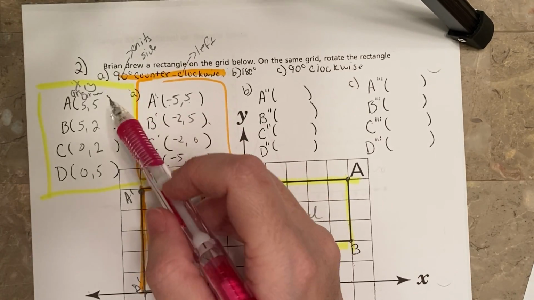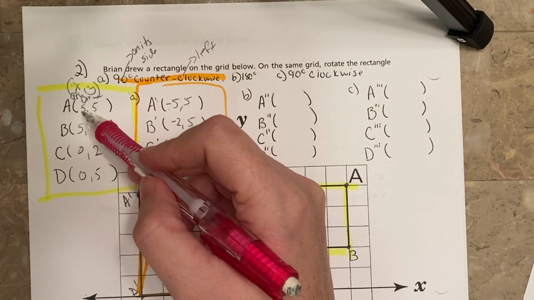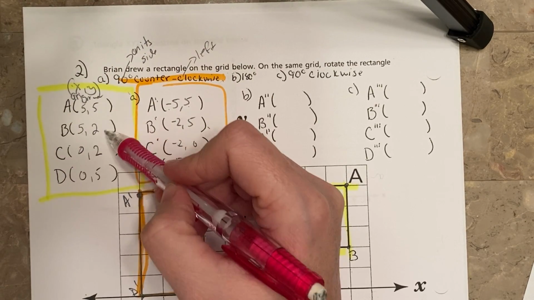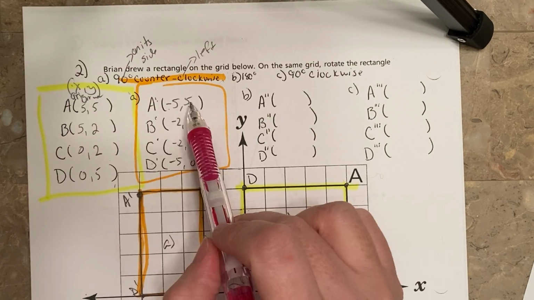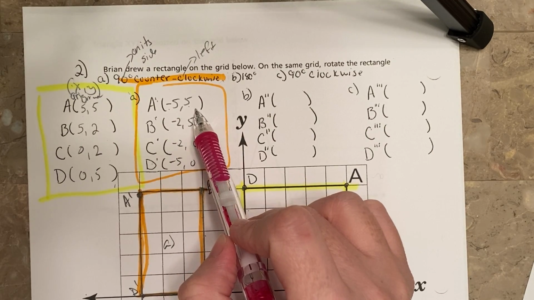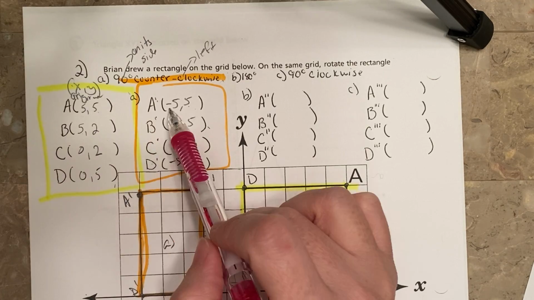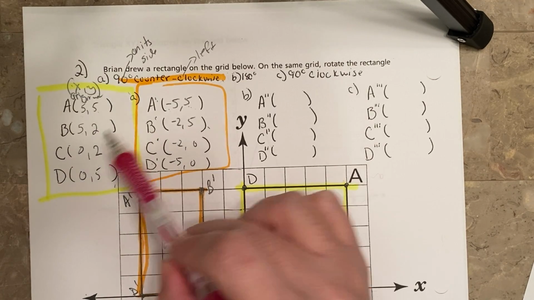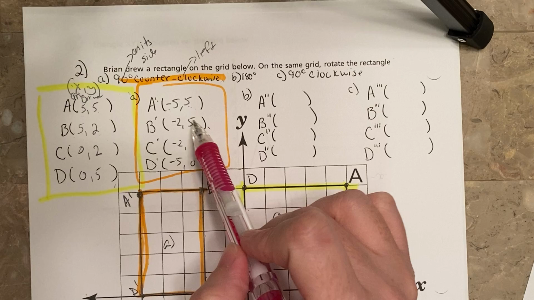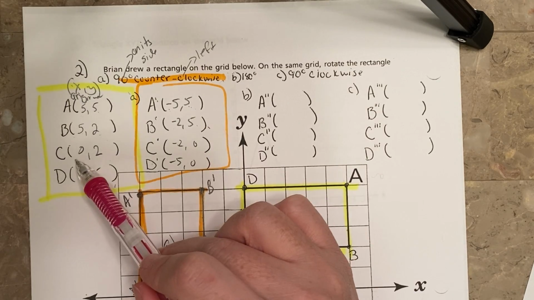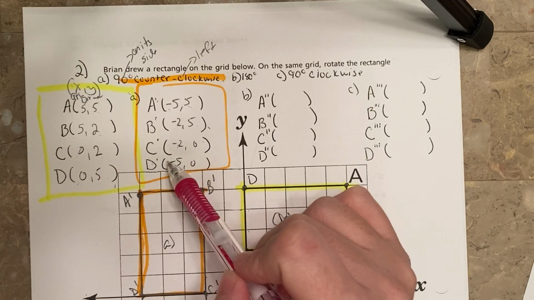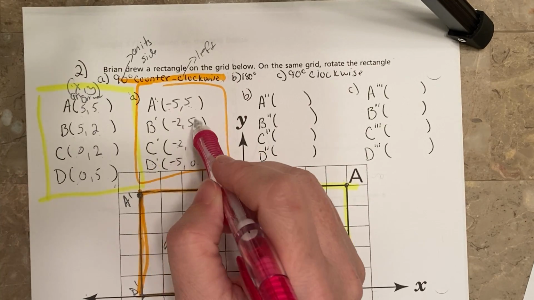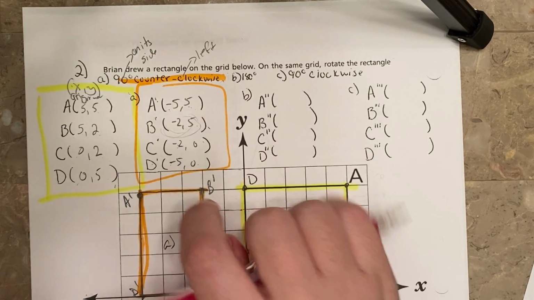So these are your original X and Y's, right? These are your X's, these are your Y's, and I want you to compare them to the ones that you just made here. So 5, 5 went to -5, 5. 5, 2 went to -2, 5. 0, 2 went to -2, 0. 0, 5 went to -5, 0. I think this one is actually the easiest one to see what happens.